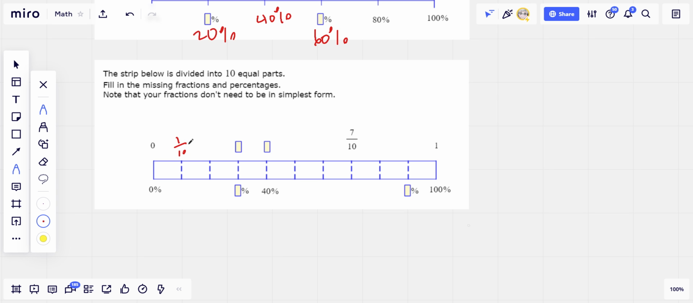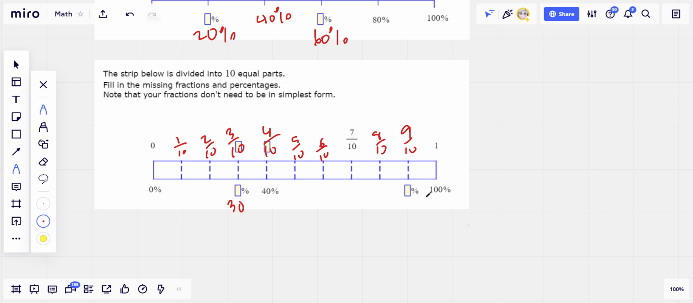There are only a few boxes to fill in, but I'm just going to write them all in. Let's write the fractions first. So after 0 will become just 1/10, and then 2/10, and then 3/10, and then 4/10. And you can see 4/10 matches up with 40%. So actually we can stop a minute. 3/10 then would be 30%. And we've got 5/10 and 6/10 and 7/10 and 8/10 and 9/10.